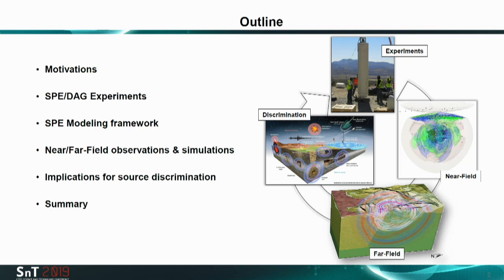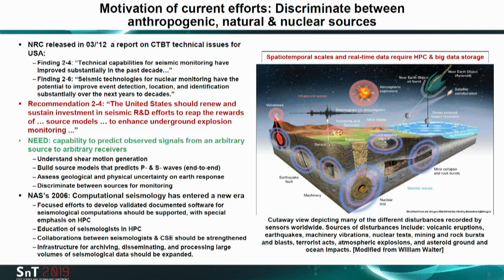The motivation is to discriminate between anthropogenic sources, such as bolide explosions, mining work, machinery, and earthquakes, versus nuclear explosions. And so we use the shear wave motion generation as a discriminant to decide whether it's nuclear versus non-nuclear.